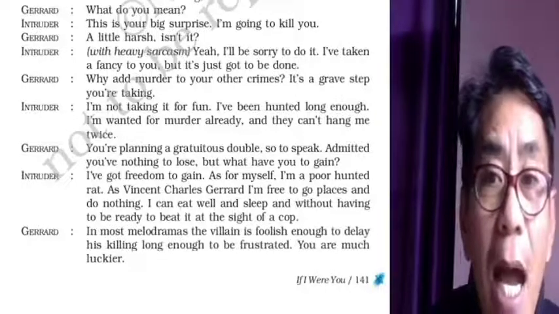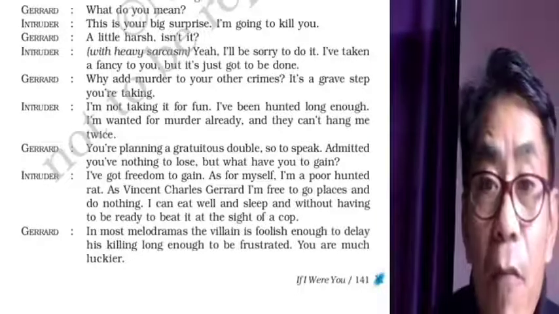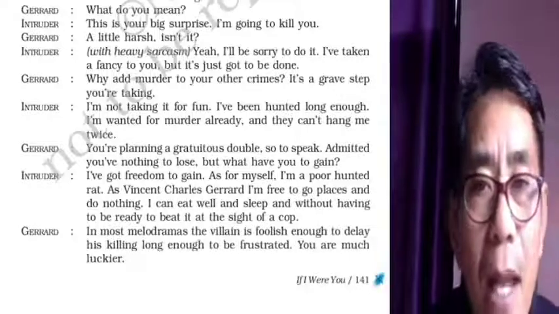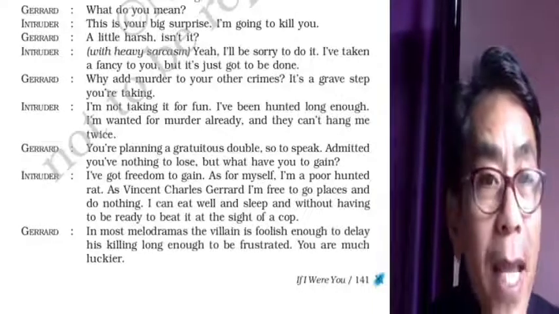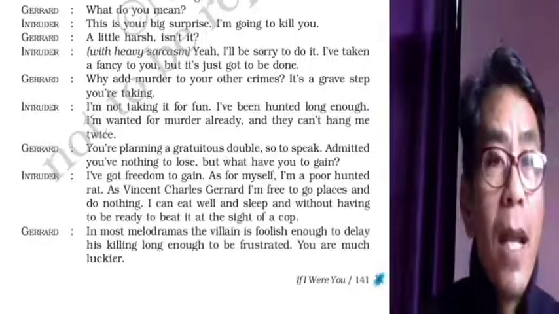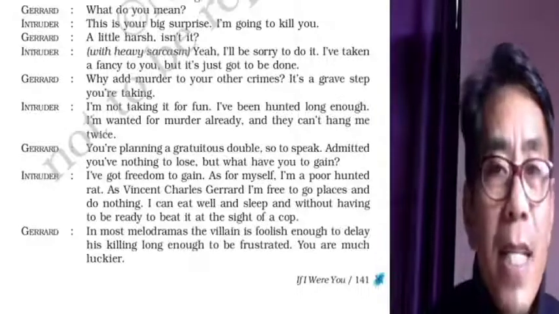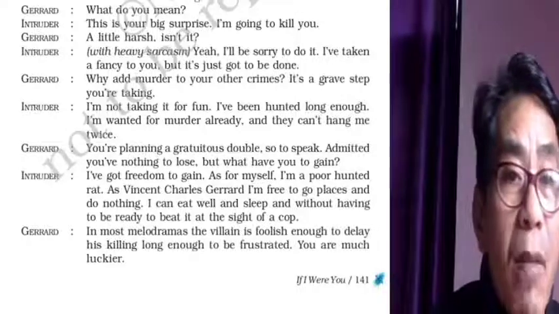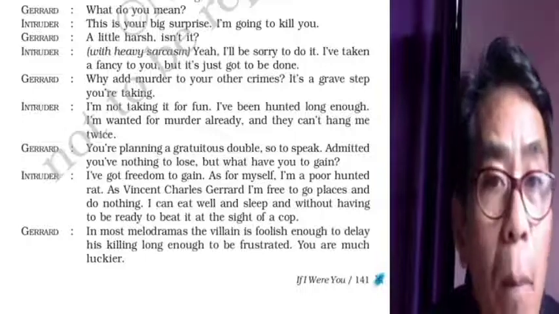As for myself, I am a poor hunted rat. As Vincent Charles Gerard, I am free to go to places and do nothing. I can eat well and sleep without having to be ready to beat it at the sight of a corpse. So here he was telling, if there is one thing that I could get by killing you, that is the freedom. As for himself, he was saying that he was already being chased by the police. The policemen were looking for him because he had killed somebody. He had got a murder charge.